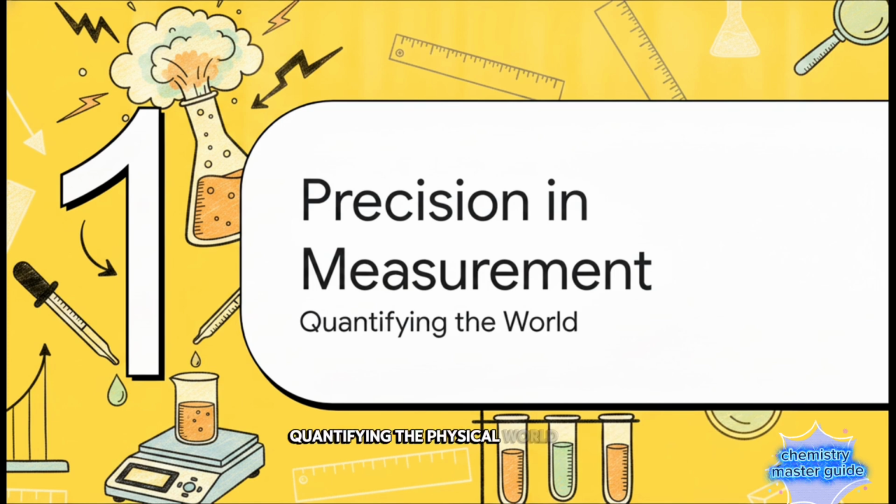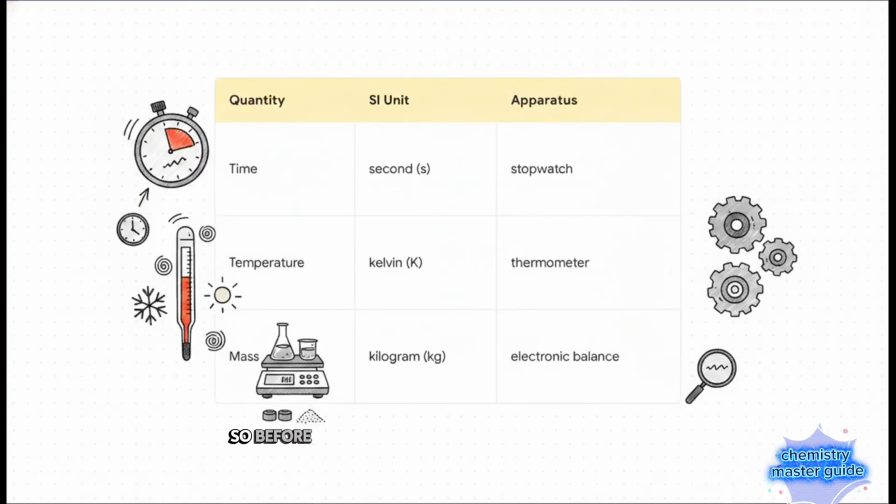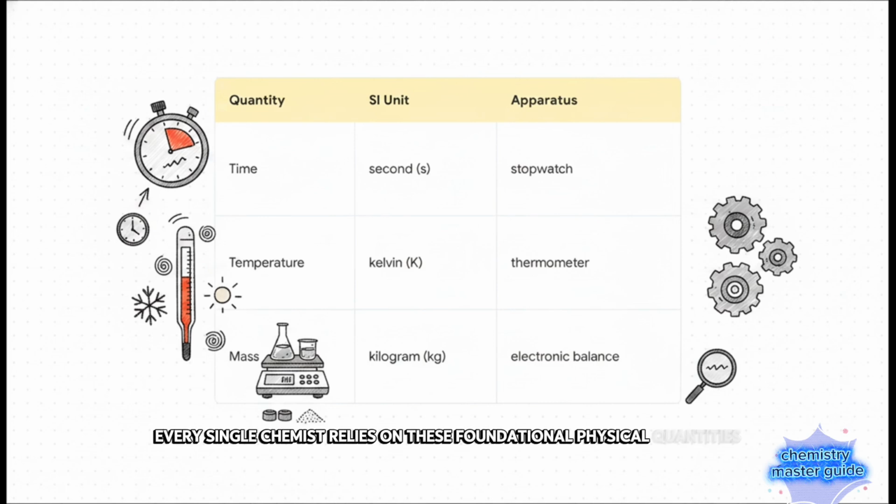Section 1. Precision in chemical measurement. Quantifying the physical world. Right, so before we mix or heat literally anything in a lab, we have to quantify the physical world. Guessing in chemistry can lead to, well, let's just say explosive results. Every single chemist relies on these foundational physical quantities.